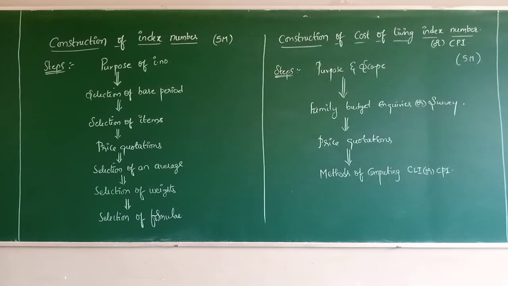Next, index numbers are used by the government to frame suitable policies regarding fixation of bank rates, allowances to government employees, licenses to new firms, imports, exports, taxation, etc. Clear? These are the uses. Now coming to the limitations, nothing but the demerits. Uses are the merits, limitations are the demerits.